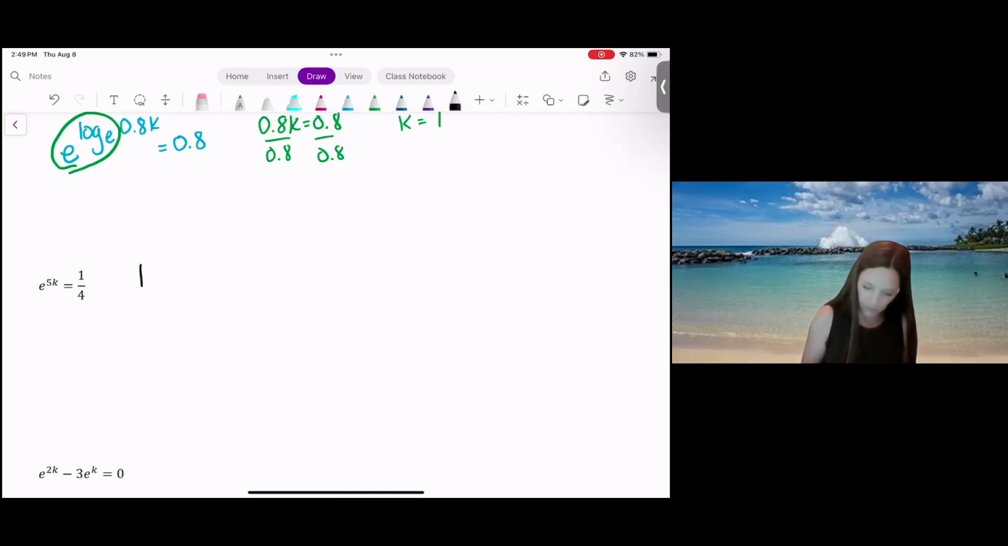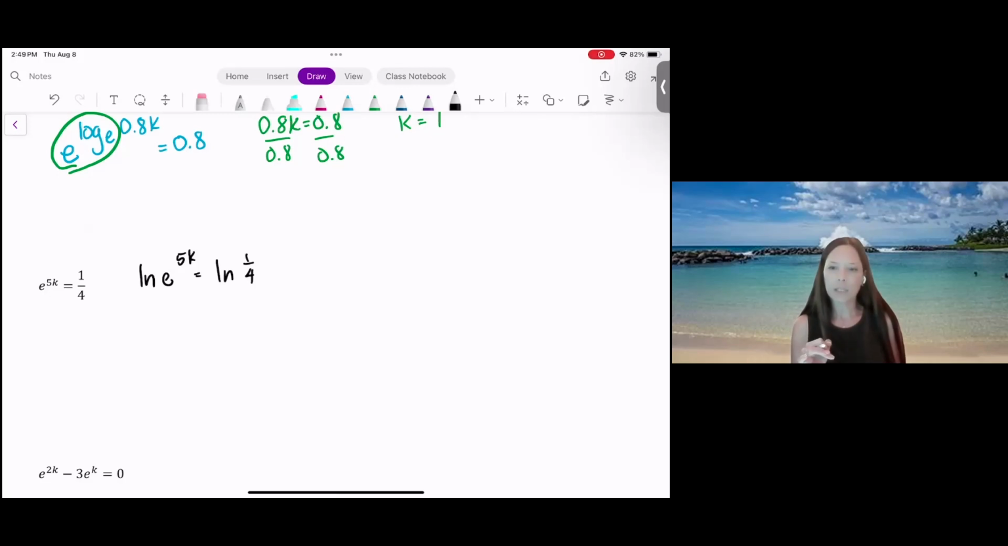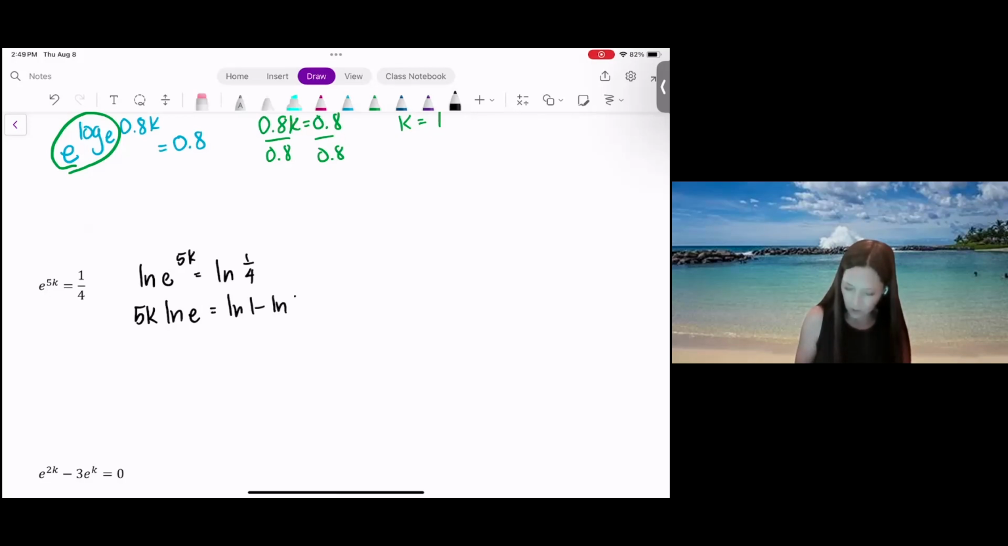That means I have natural log of e to the 5k equals natural log of 1/4. I'm going to do a few things here. Remember that the exponent becomes the coefficient. I'm going to rewrite that as 5k natural log of e is equal to natural log 1 minus natural log 4. And there's a reason that I did this.